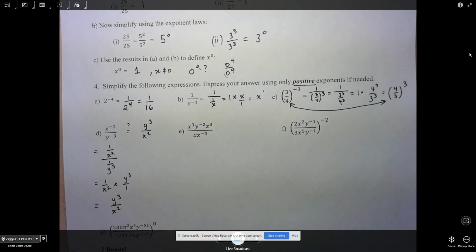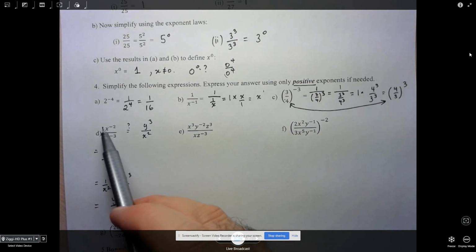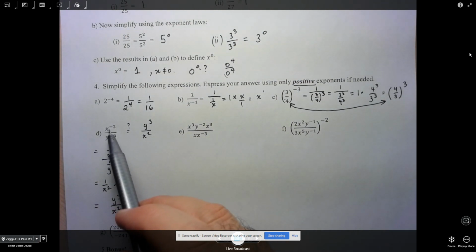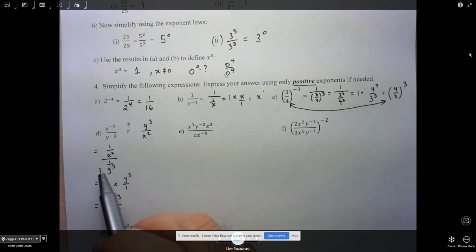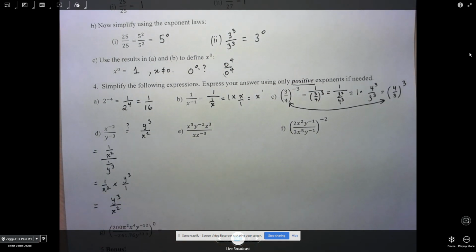All right. So now in the future, we don't have to go through this whole process. We know that x to the negative 2 in the numerator is just going to become x squared in the denominator, and y to the negative 3 in the denominator is just going to become y cubed in the numerator. And once you've justified the pattern, you can use it.